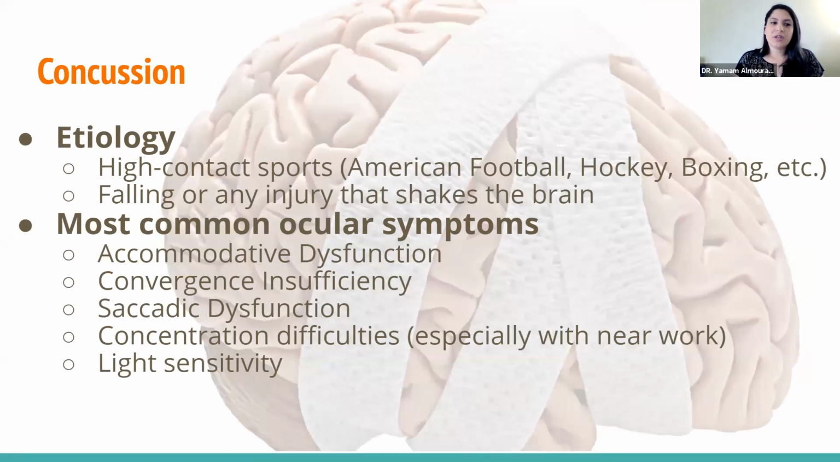And then with concussion, the etiology here is high contact sports. We've seen it a lot in boxing and other sports, falling, or any injury that shakes the brain. So same thing here for concussion. The most common symptoms here: accommodative dysfunction, convergence insufficiency, saccadic dysfunction, and concentration difficulties and light sensitivity. So very, very similar ocular symptoms.